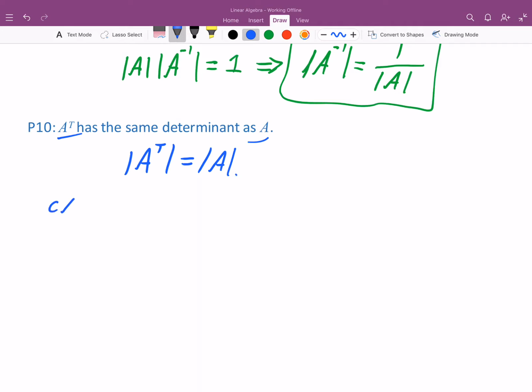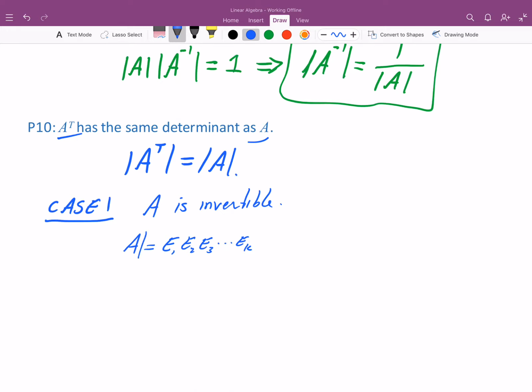Case 1, let's assume that A is invertible. If A is invertible, then one of the theorems we proved in class says that A can be written as a product of elementary matrices. So let's say E1 times E2 times E3, etc., times EK. And we know that this is possible if A is invertible.